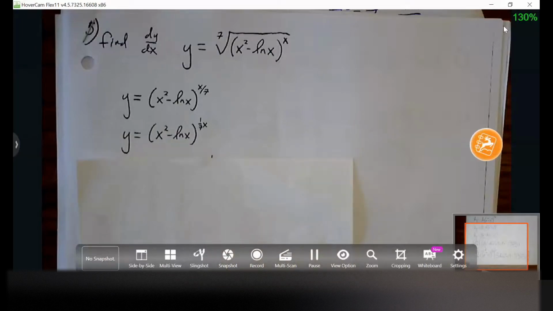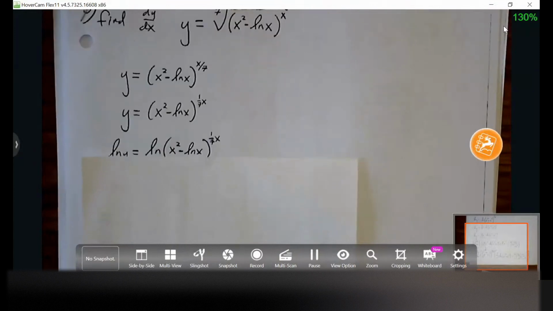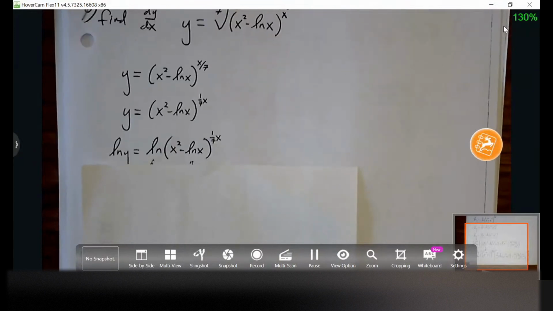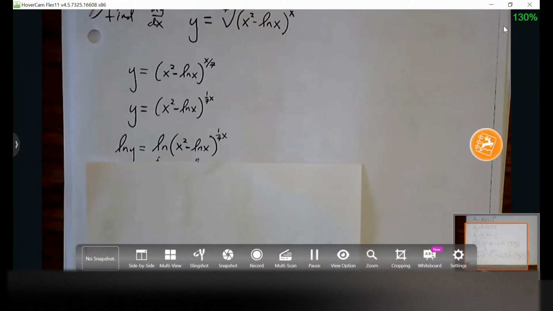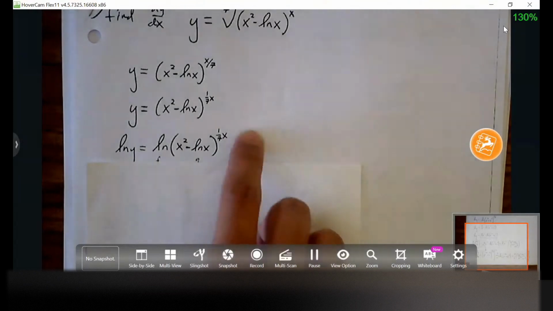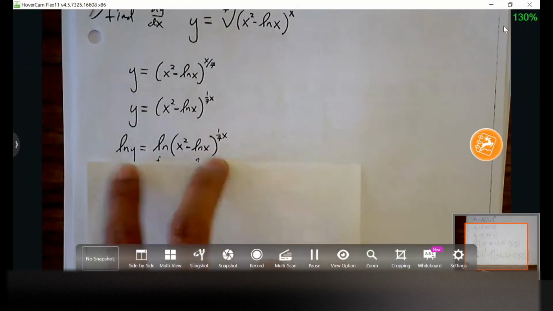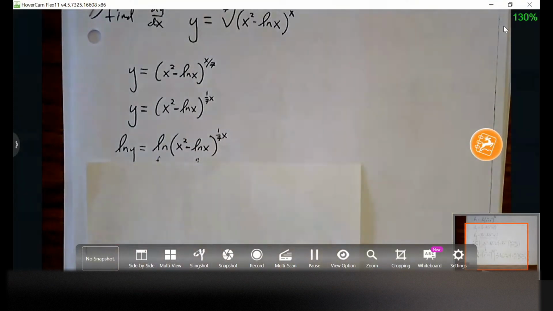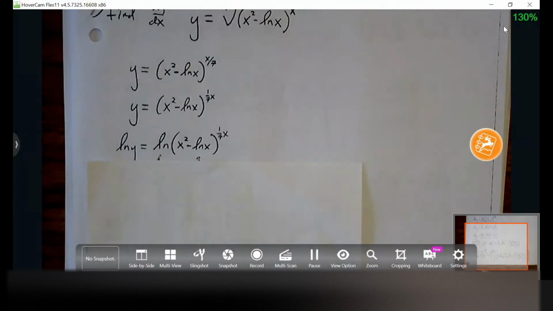What do you have so far? x over 7 ln times the parentheses equals natural log of y. Okay, so what can we do now? What property do we have available now? What we move down on? 1/7 x. Yeah.